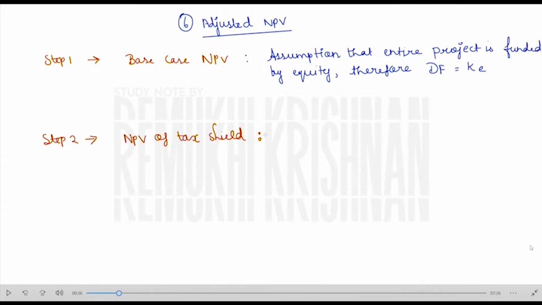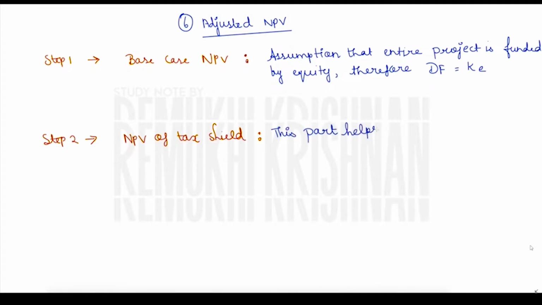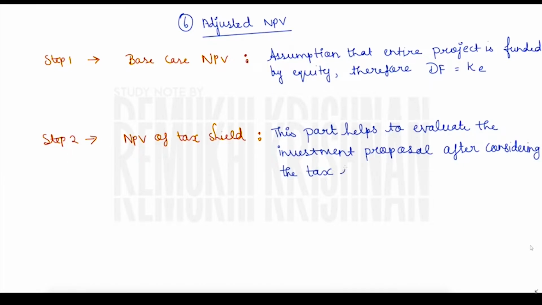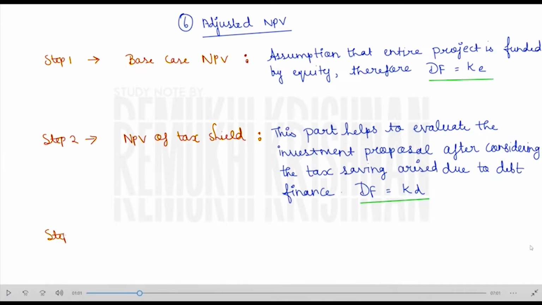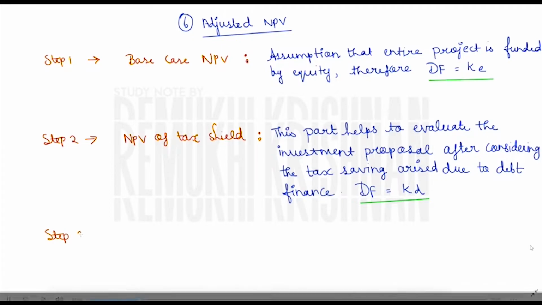The second step is that the present value of tax shield is to be computed. Sorry guys, it is not net present value but present value. Sorry for the error, I just made a mistake here. You need not find the net present value, you are going to find the present value in the second step. This present value of tax shield helps to evaluate the investment proposal after considering the tax savings arising due to the debt financing. So guys, here the discount factor is your KD. Only the interest percentage is considered to discount your cash flows.